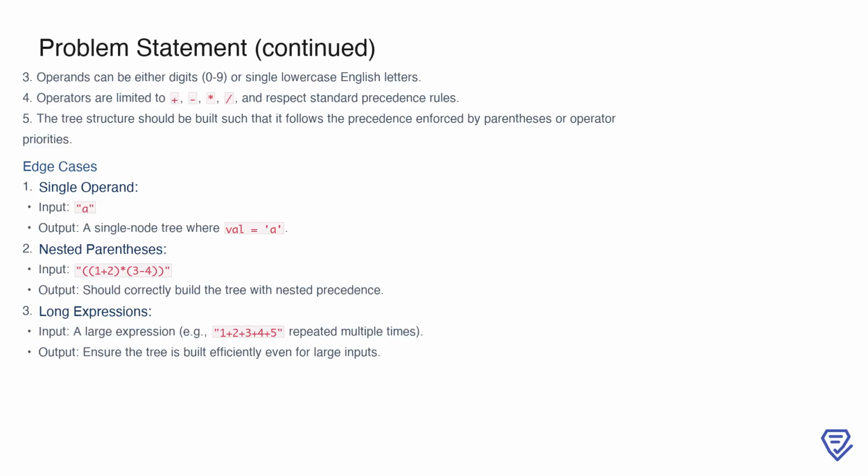Some important edge cases include single operand inputs like a, which result in a tree with just one node, and nested parentheses like open parenthesis 1 plus 2 close parenthesis times open parenthesis 3 minus 4 close parenthesis, where the tree must correctly represent the nested hierarchy.